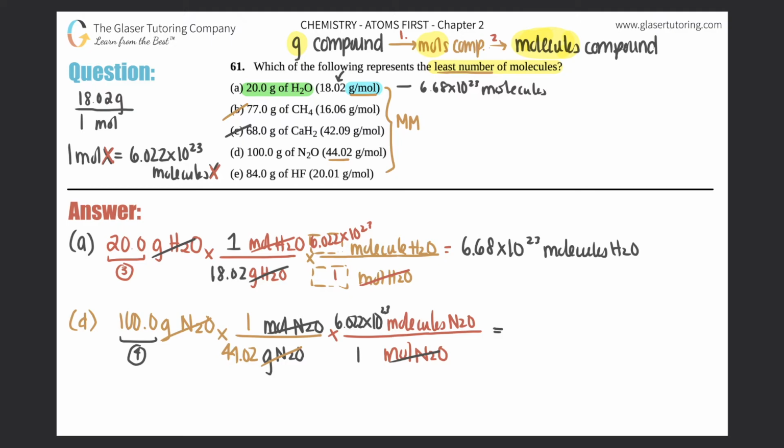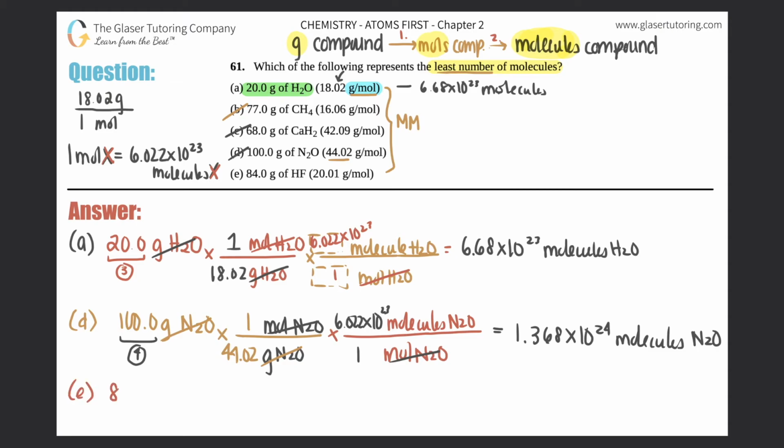But this would be 1.368 times 10 to the 24th molecules of N2O. And I look at the exponents first. 23 is less than 24. So that means that this one would have to be a greater number of molecules. So D's out. Now we just have to see who's going to be the winner between A and E.